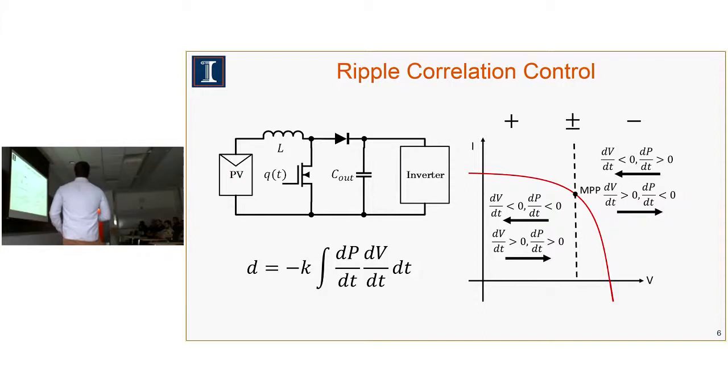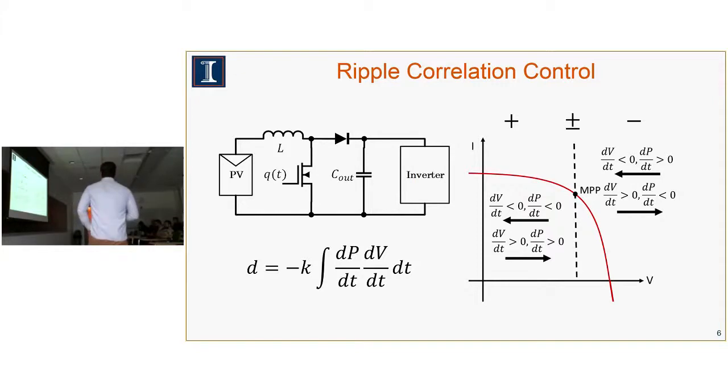When that current ripple is imposed on the panel, then you'll have a current ripple this way or this way on the current, which will move you somewhere on this curve. So ripple correlation control uses the derivative terms to tell you where you are on the curve and then drive you to the maximum power point. You can think of the derivative terms as just telling you whether or not that value is increasing or decreasing. So this is showing a voltage-based ripple correlation control for a boost converter, where it just uses the derivative of the power coming out of the panel and the derivative of the voltage.